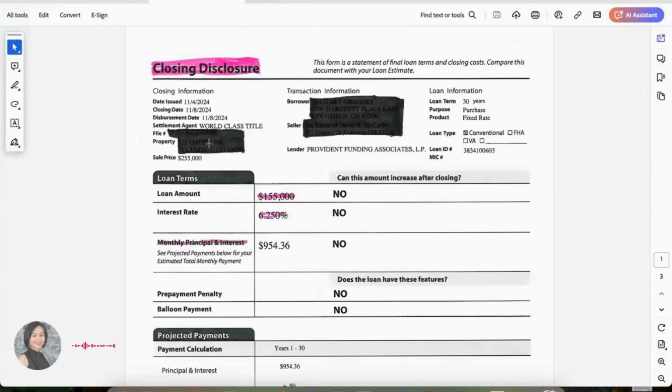Let's talk about the closing disclosure form. This form is supposed to be signed at least 3 days before closing. Again, this is for compliance in the lending industry.